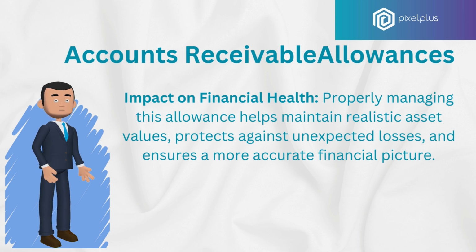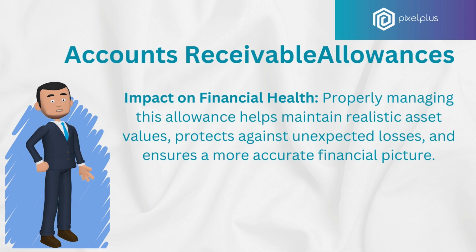Sustained profitability. By minimizing the impact of bad debts through accurate allowances, companies can sustain profitability. Fewer unexpected write-offs mean that more of the company's revenues translate into actual profits. This sustained profitability supports the company's growth and operational objectives.